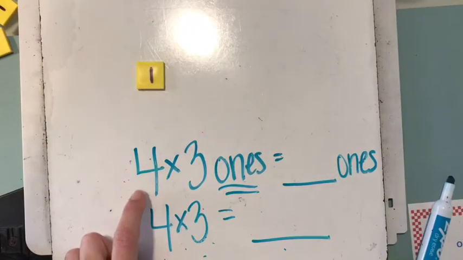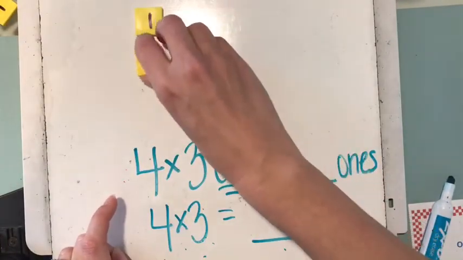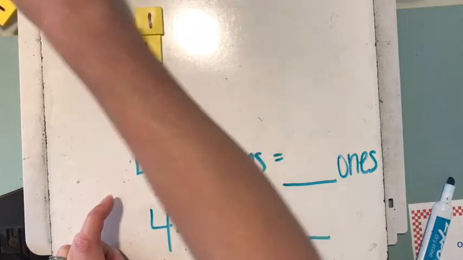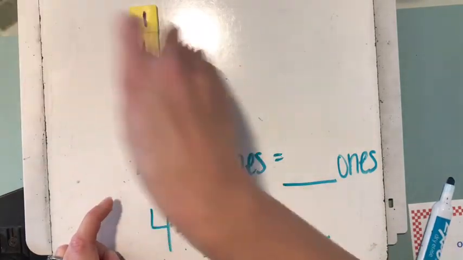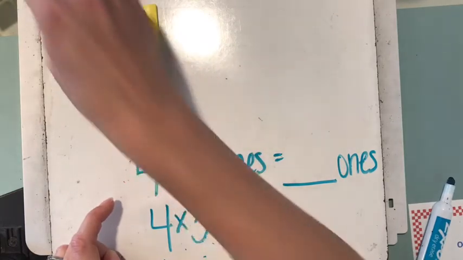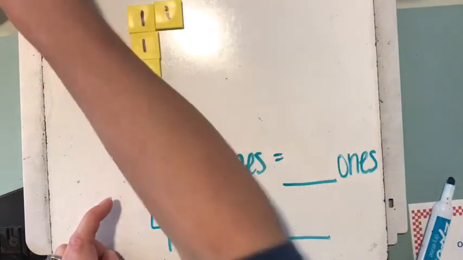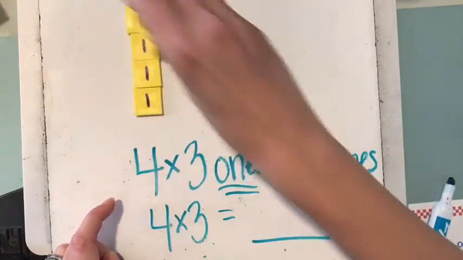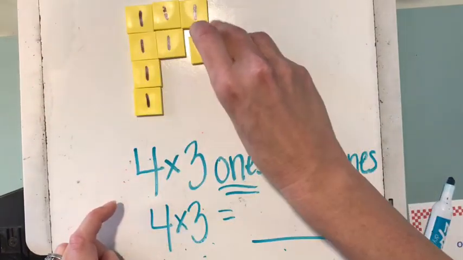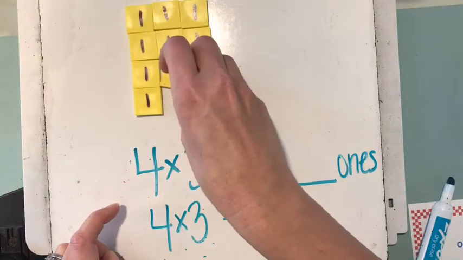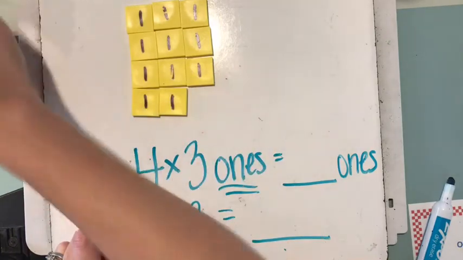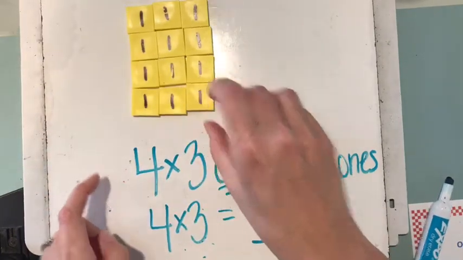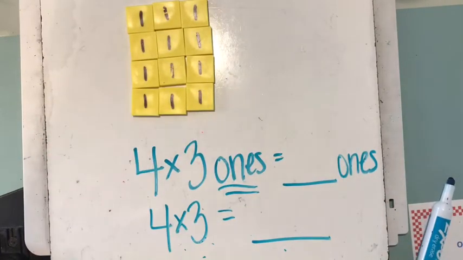So I have how many rows? 4 rows. 1, 2, 3, 4. And then I have 3 in each row, right? 1, 2, 3, 1, 2, 3, and 1, 2, 3. One more row. Okay, so we're just warming up here. So I have 4 rows of 3. I'm using my ones discs to help me solve.